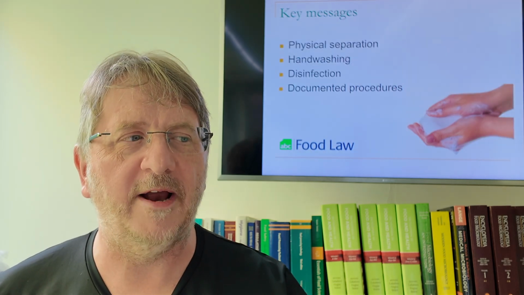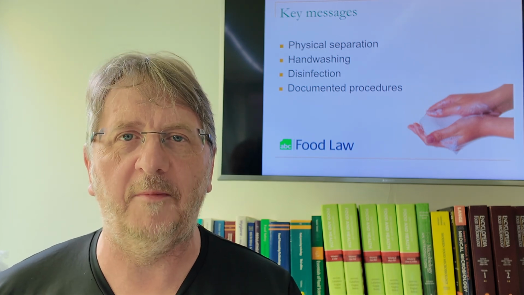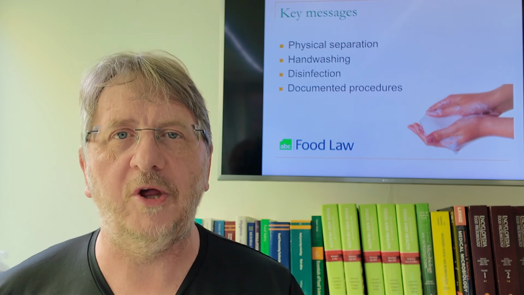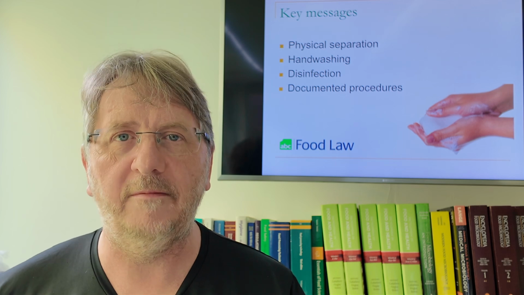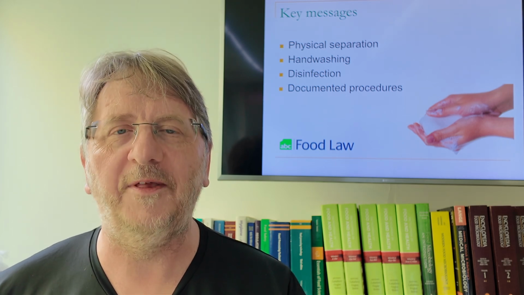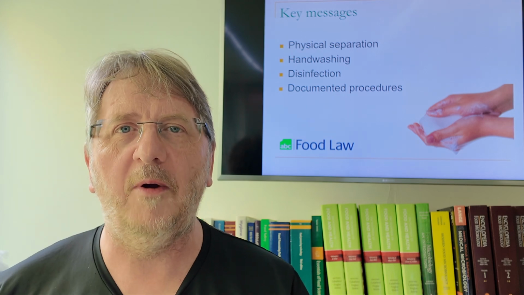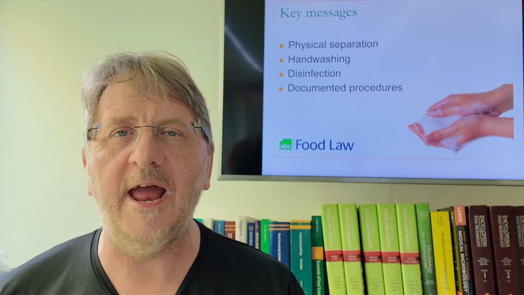So what does that mean in practice? Well, the key messages to prevent cross-contamination in any food environment, manufacturing to catering, is first of all physical separation. If you can keep raw and ready-to-eat foods separate, then you are cutting down the need for hand washing. If you're in a manufacturing plant and you have a ready-to-eat processing area, you typically refer to it as a high-risk area.